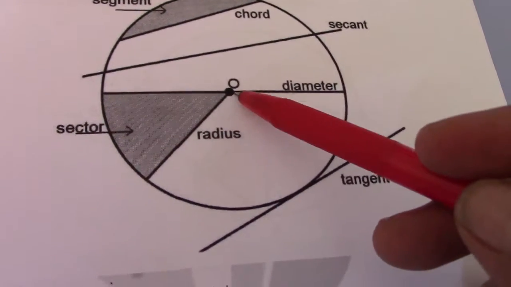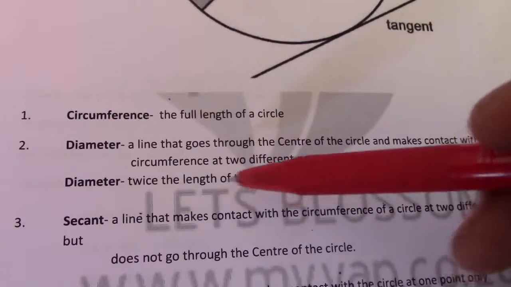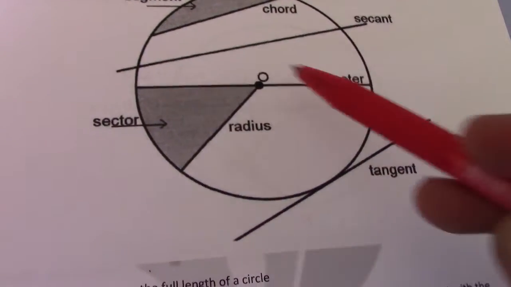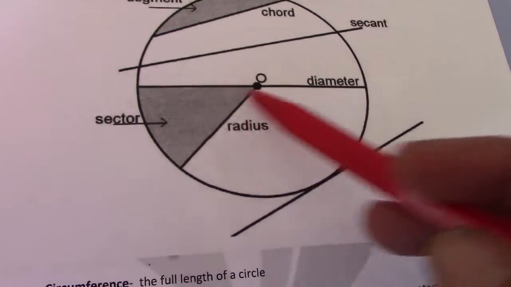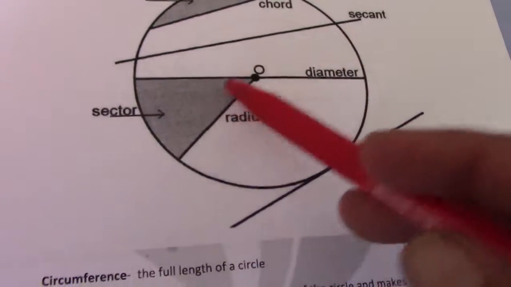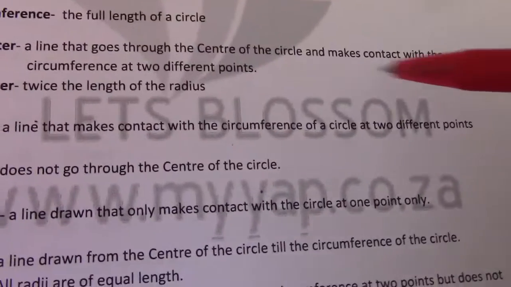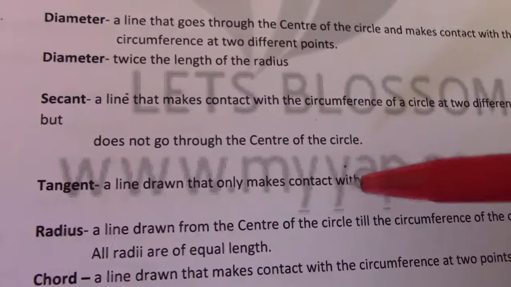It goes through the center, generally indicated with O. Right? Diameter, you should know from grade 8, is twice the length of the radius. So you see, from O to there is a radius, and from O to there is a radius. So the diameter consists of two radii. Secant, a line that makes contact with the circumference of a circle at two different points but does not go through the center of the circle.